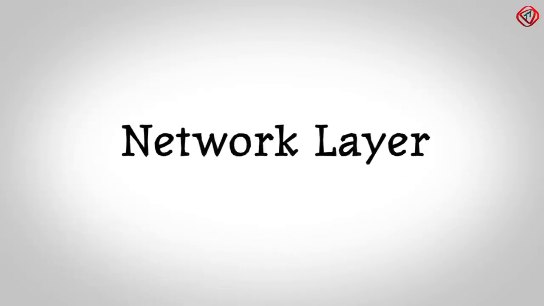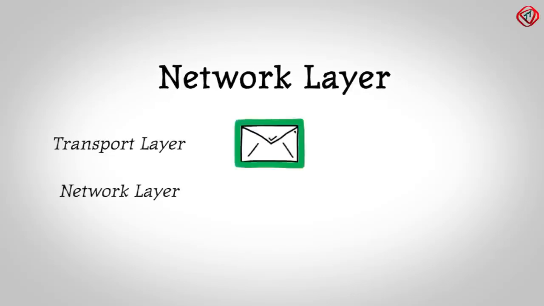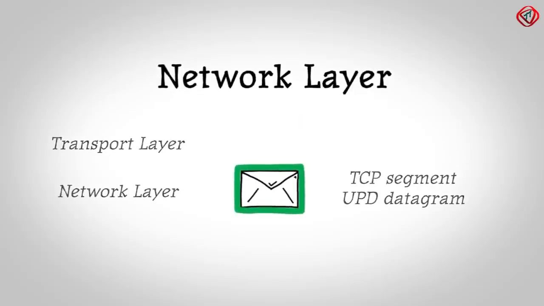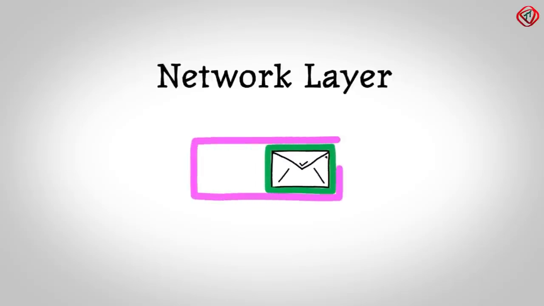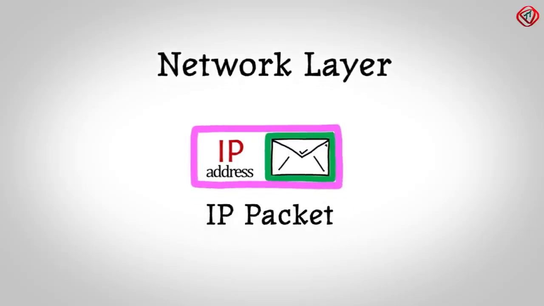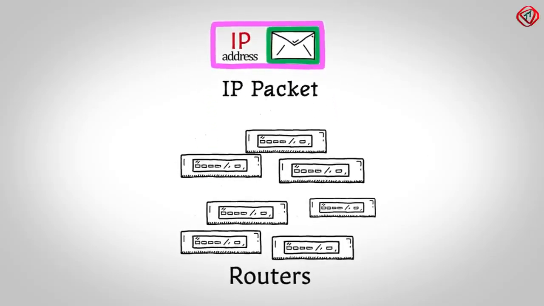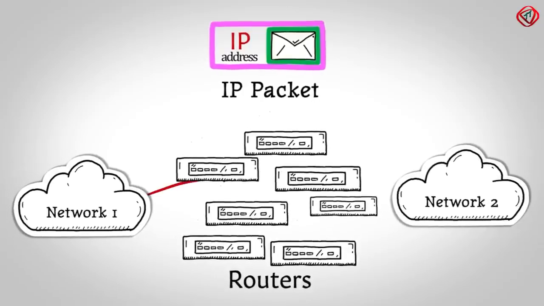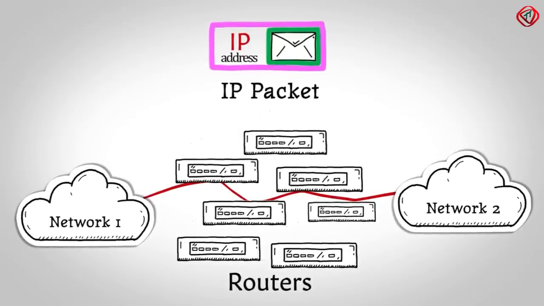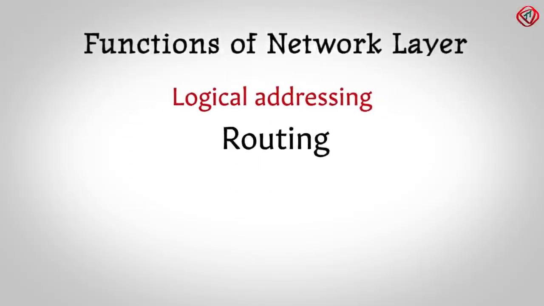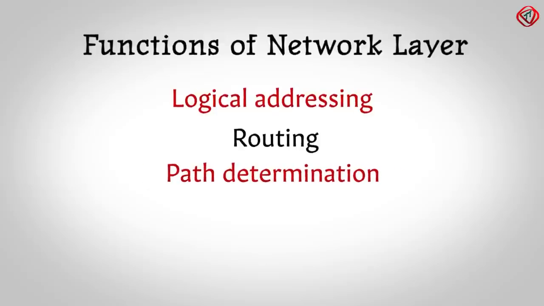Starting with the network layer. The transport layer passes TCP segments or UDP datagrams to the network layer. The network layer adds logical addresses or IP addresses to the TCP segments or UDP datagrams to form an IP packet, and then uses routers to send the IP packets to other networks. The network layer also determines the best path for data delivery. So the functions of the network layer are logical addressing, routing, and path determination.